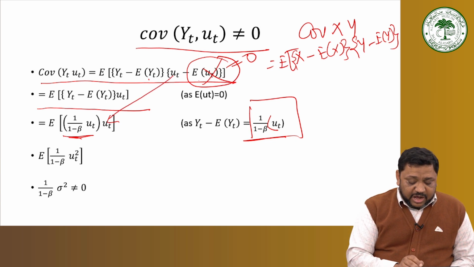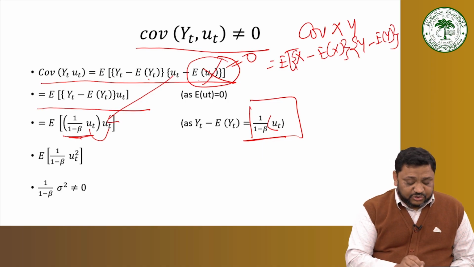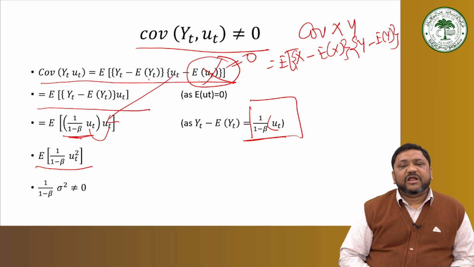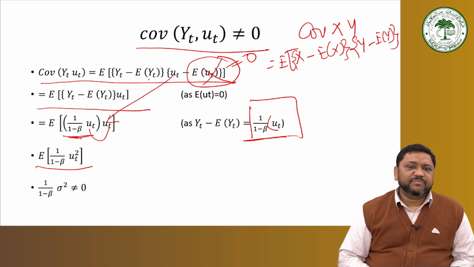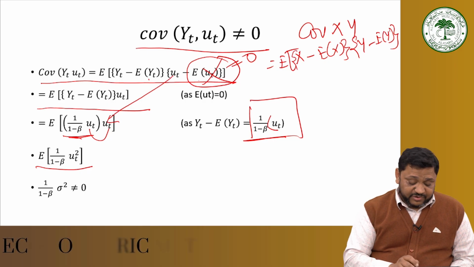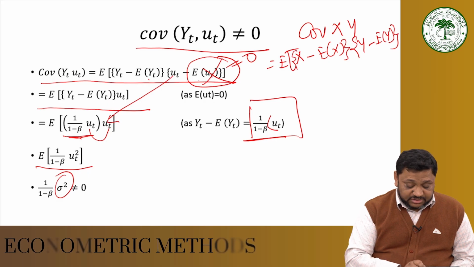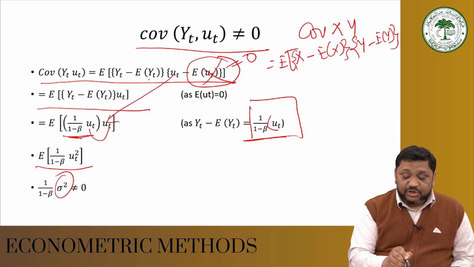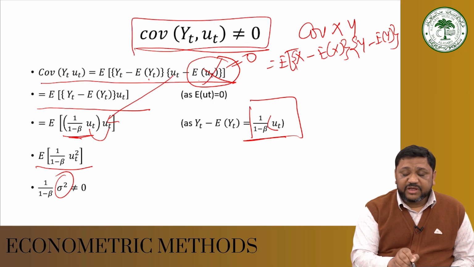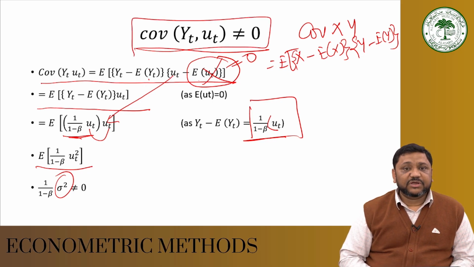So now I can write, now there is ut over here and ut over here. So I write it as expected value of 1 divided by 1 minus beta ut square. Now ut square we can write as sigma square. And so this is sigma square and this is 1 upon 1 minus beta. So we can say that the covariance of yt and ut is not equal to 0.